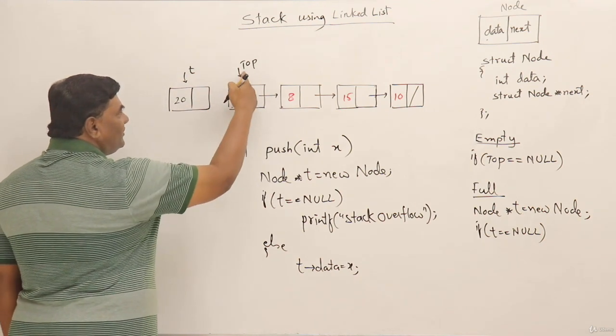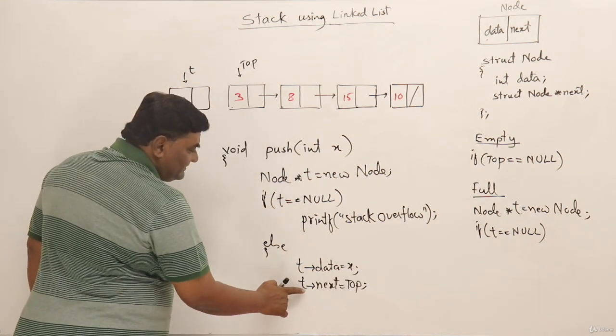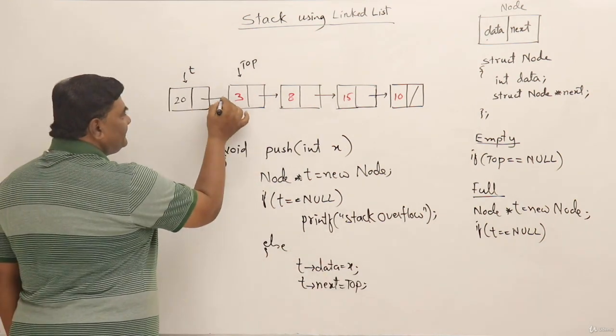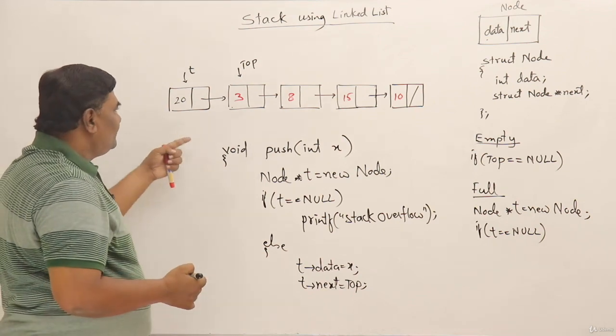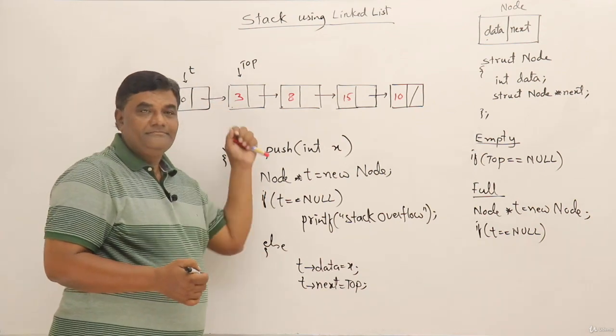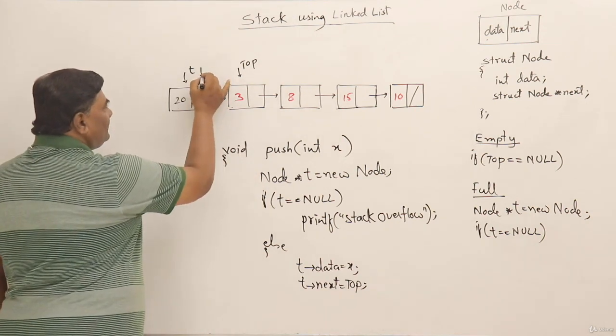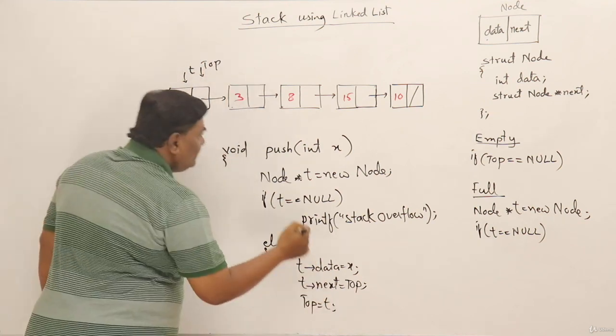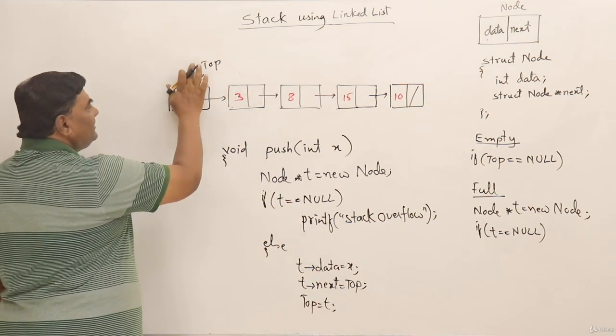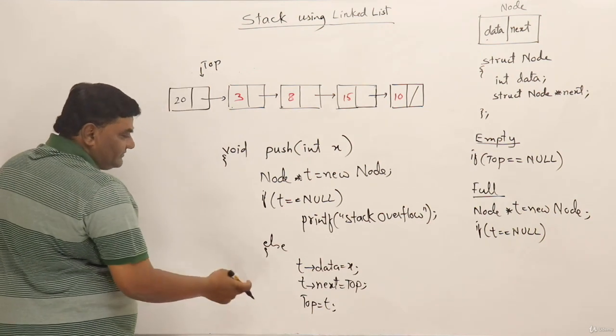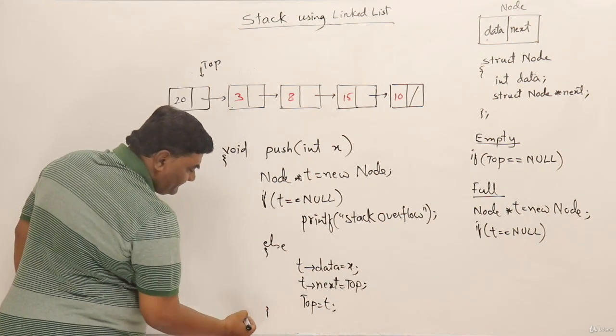Then make this point on this node. T's next is top. So this will point on this one. Then as this is a new node, top should be brought here. So top should be brought on T. Top is assigned with T. Now remove T, we don't need it. So that's all, these are the steps.